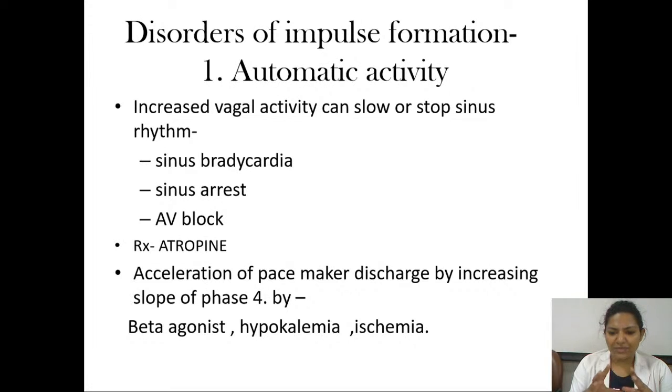Secondly, acceleration of the pacemaker discharge by increasing the slope of phase 4. We can increase the slope of phase 4 by giving drugs such as beta agonists, or through hypokalemia, ischemia, etc. Please note one point: the heart is very sensitive to any changes in serum potassium levels, and specifically our nodal tissue, the conductive tissue, is very sensitive to them, right? So here you can see that because of hypokalemia there is acceleration of pacemaker discharge, and as a result the slope of phase 4 increases.